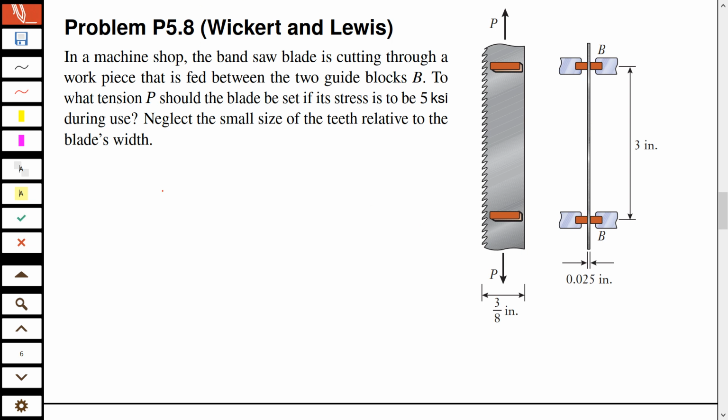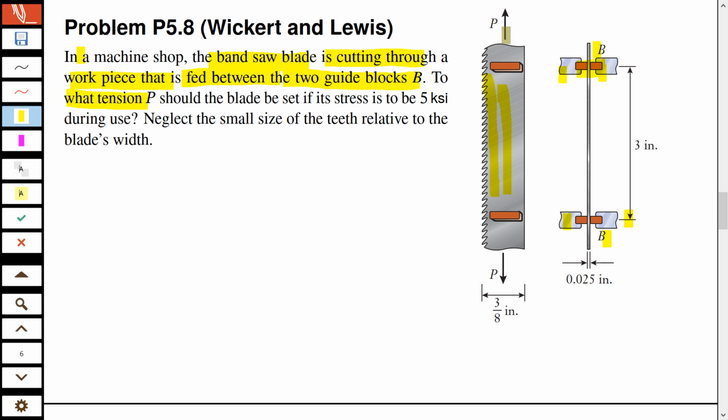So the first thing you need to see in this, because you see this saw blade, yeah, and this will cut. So when this cuts, okay, if you're not careful, you might think this is a problem of shear stress, but we need to be careful now. So let's read the question. In a machine shop, the band saw blade, which is this thing, is cutting through a workpiece. Where is the workpiece? Yeah. So between two guide blocks B. So between these blocks B there is something which this blade has to cut, okay.